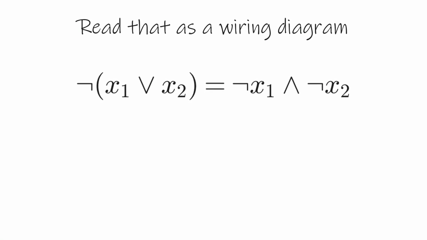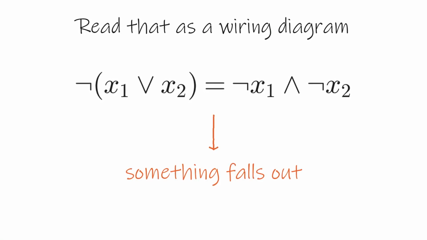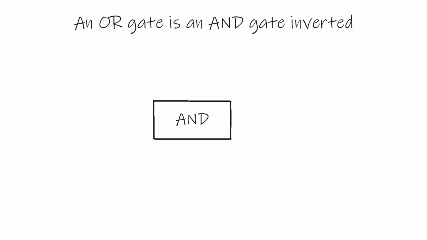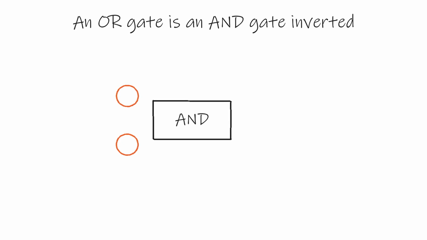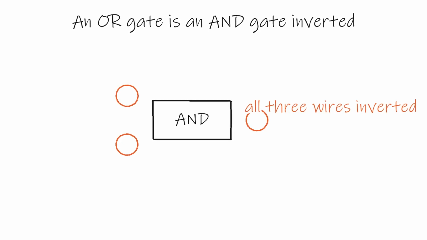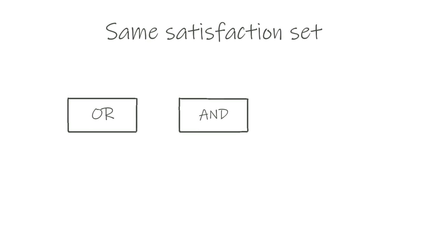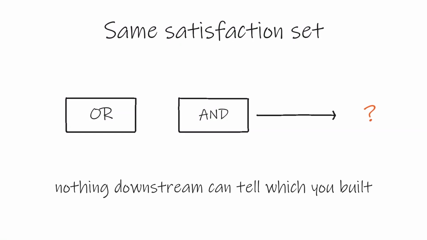Read that second one as a wiring diagram and something falls out. An OR gate is an AND gate with all 3 wires inverted. 2 inputs flipped in, output flipped out. Same satisfaction set. So nothing downstream can tell which one you built.